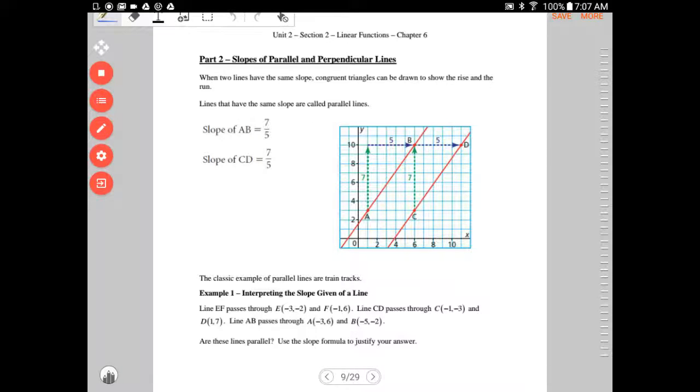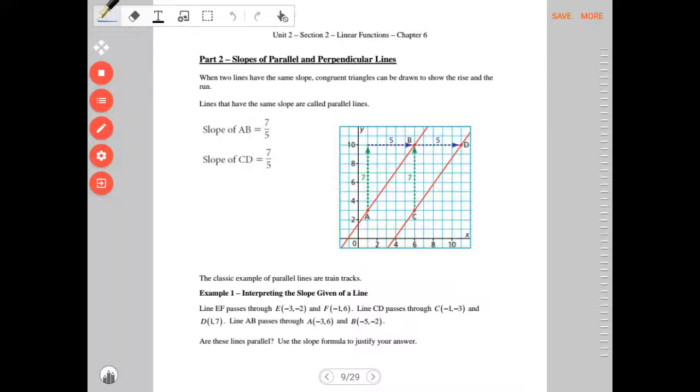Part 2, slopes of parallel and perpendicular lines. When two lines have the same slope, congruent triangles can be drawn to show the rise and the run. So if you have a look at this picture, we can draw a triangle, so a rise, run, and then finish the triangle with the line itself.